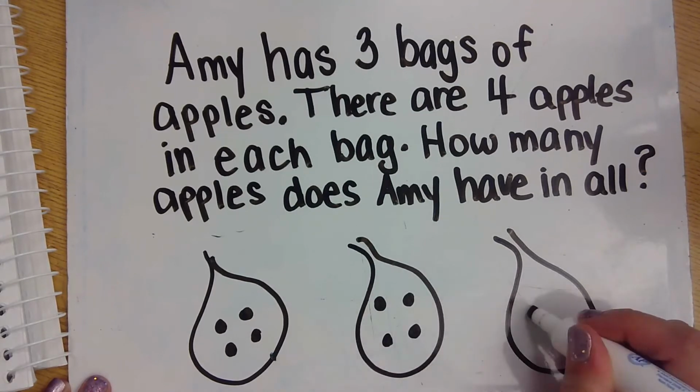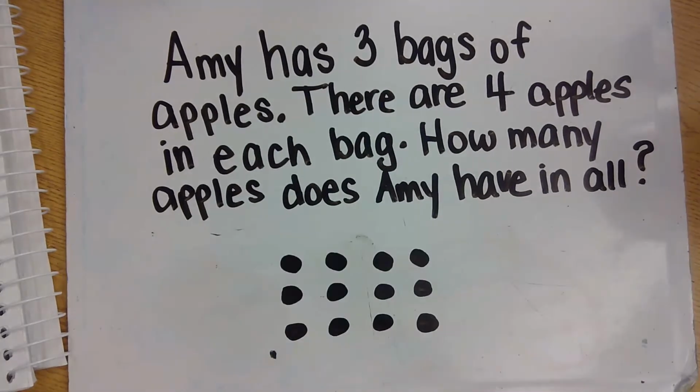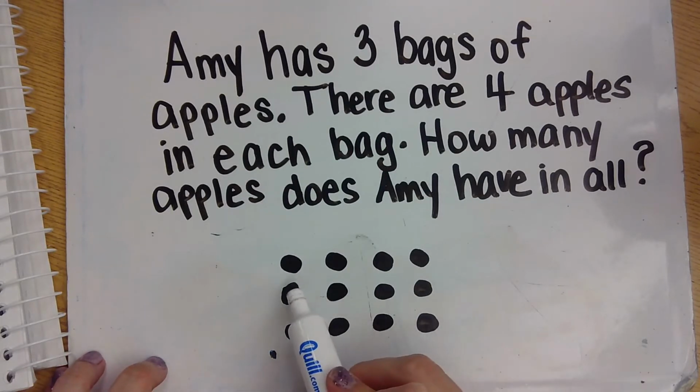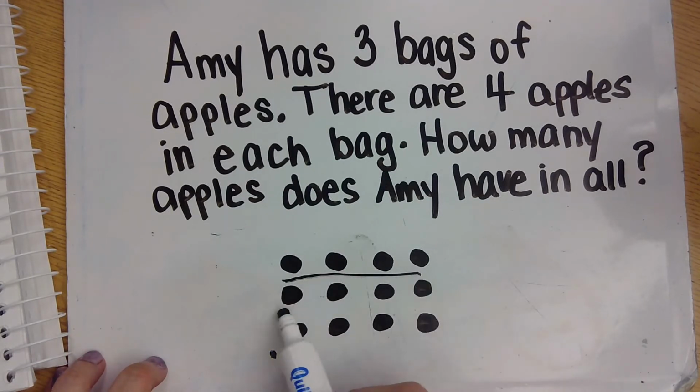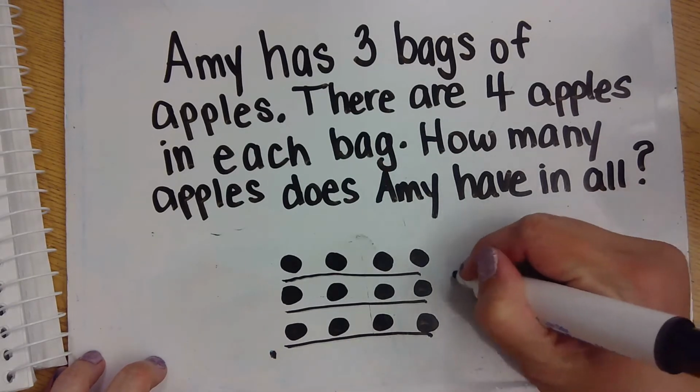So I could draw a picture like this, or I can draw what we call an array. Let's take a look at the array now. Here it is. So I know that Amy has 3 bags of apples. So I'm representing that by showing 3 rows. Each row is one of the bags. I know that there are 4 apples in each bag, so there are 4 apples in each row. So this is my array.